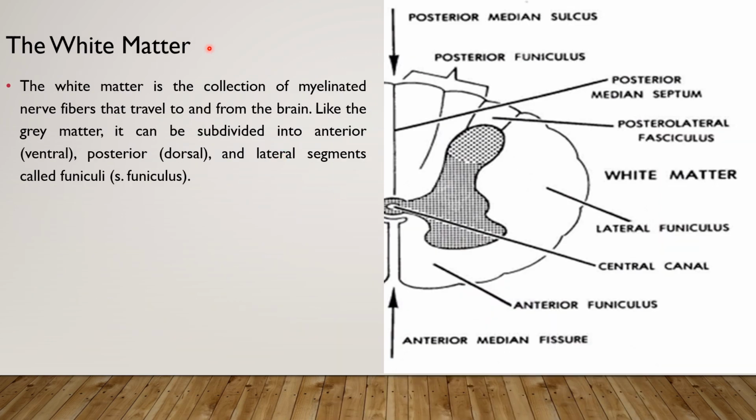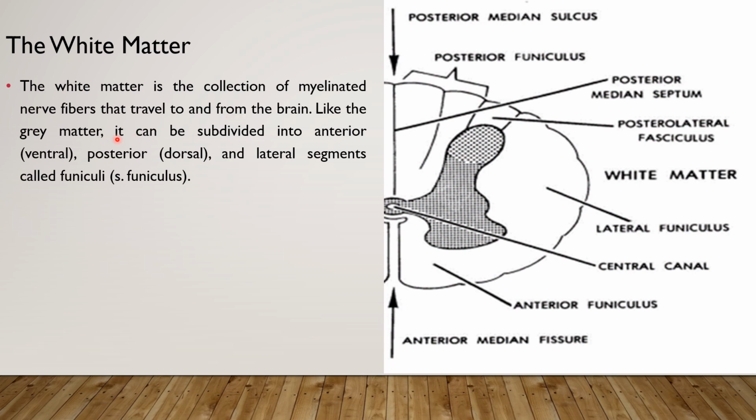Coming to the outer region, that is white matter. The inner is the butterfly shaped gray matter. We have seen the nuclei and the lamina of gray matter. Now let us see about the white matter. The white matter is a collection of myelinated nerve fibers. It travels to and from the brain. It will travel to the brain as well as from the brain.